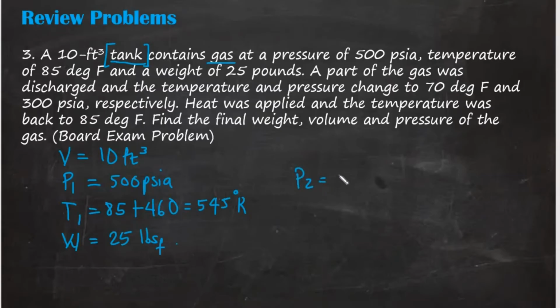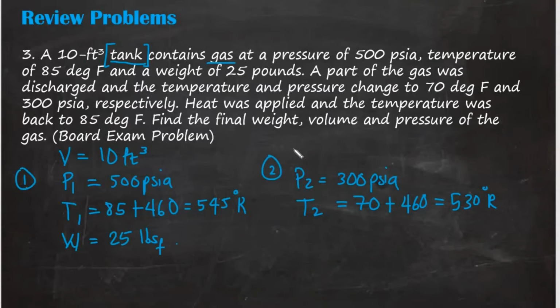So we have P sub 2 is equal to 300 psia. And T sub 2 is now 70 degrees Fahrenheit. So we'll add 460. So that would be equal to 530 degree Rankine. Okay, heat was applied and the temperature was back to 85 degrees. So it means to say we have state 1 of the gas, second state of the gas, because some part of the gas was released, and we have state 3, where the temperature was back to 85 degrees. So 545 degree Rankine. Find the final weight, volume, and pressure of the gas.